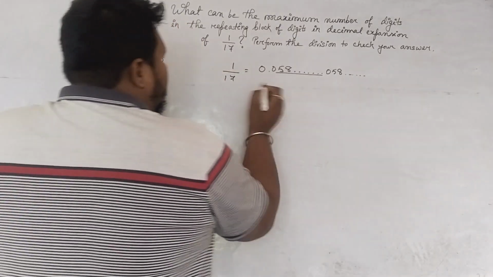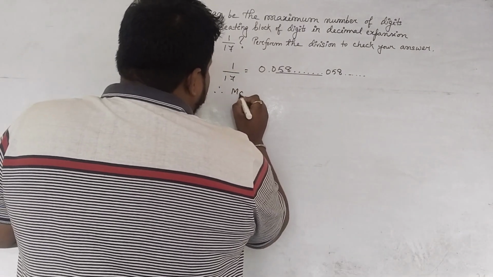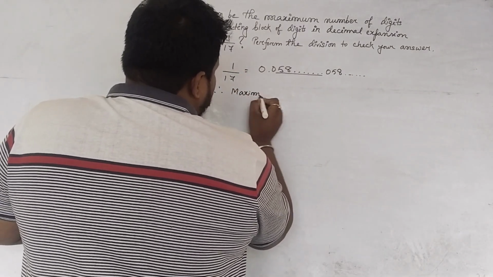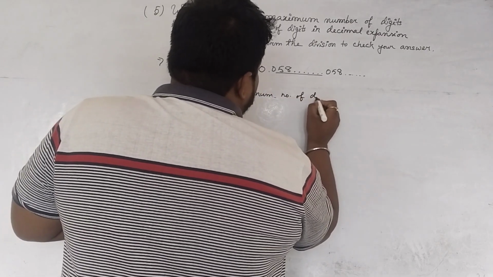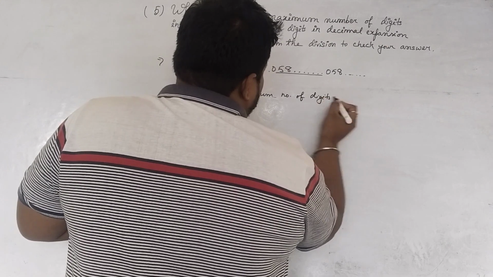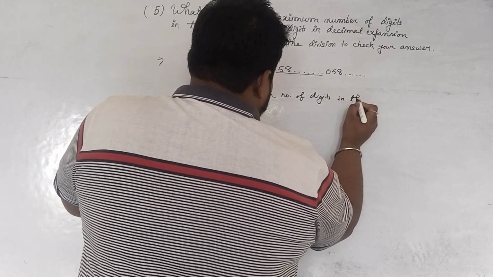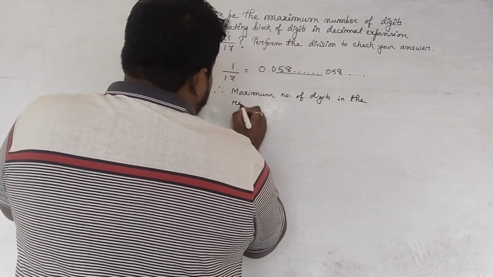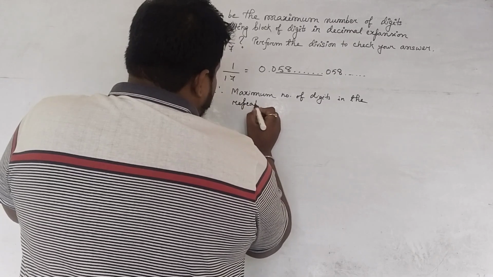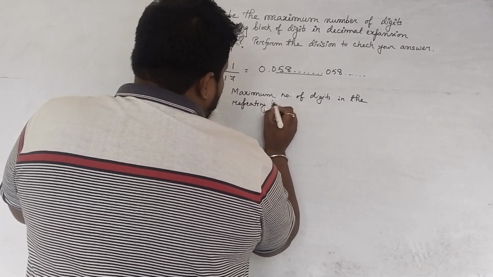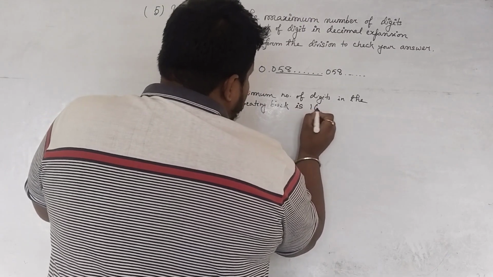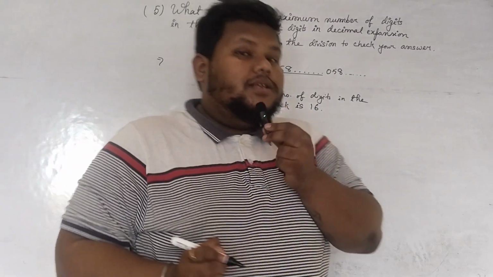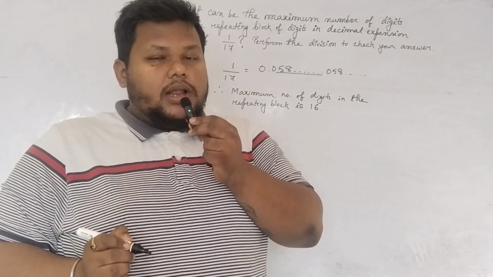So therefore, the maximum number of digits in the repeating block is, how many digits are there? 16 digits are there. Okay, I hope this is clear.